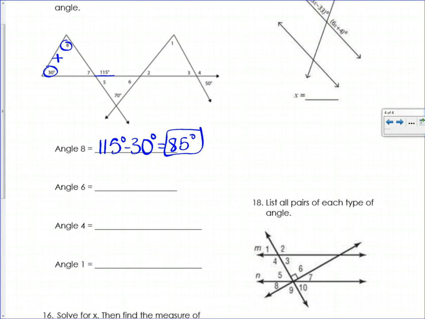Angle 6 is this interior angle here. So just like before, because I'm looking for this interior angle, if I add those together, I should get 115. So I'm working backwards again. I'm going to take the exterior angle and subtract the interior angle. 115 degrees minus 70 degrees is 45 degrees.